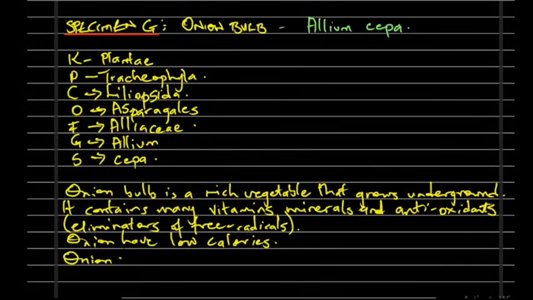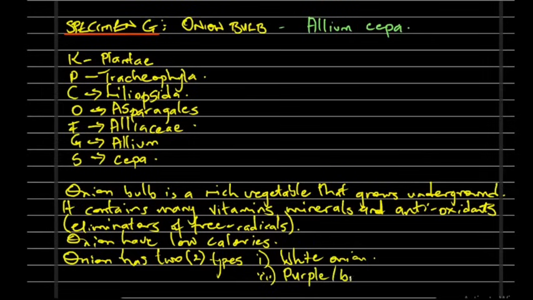Onion has two types. The first one, we have the white onion, and the second one, we have the, let's say, purple brown onion. So those are the types that we have.